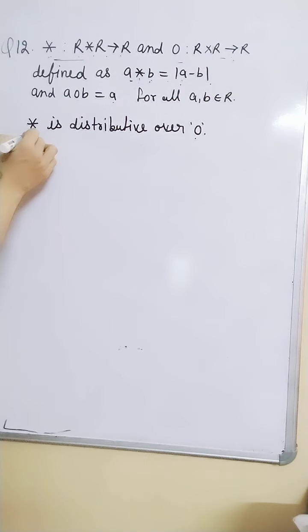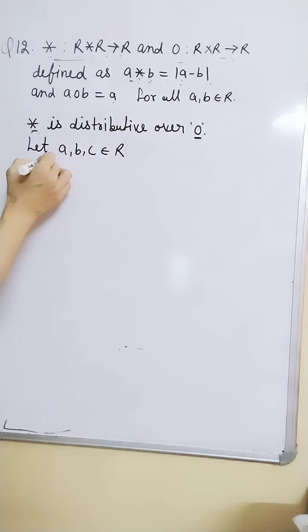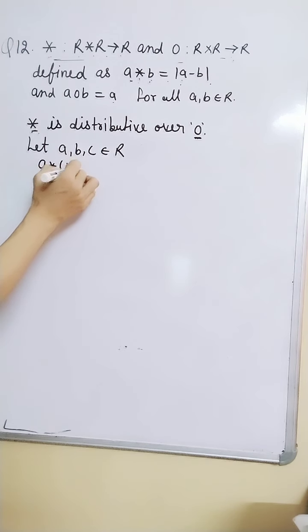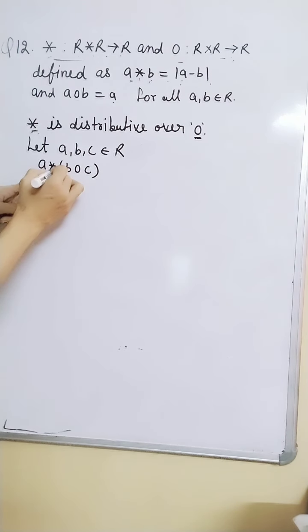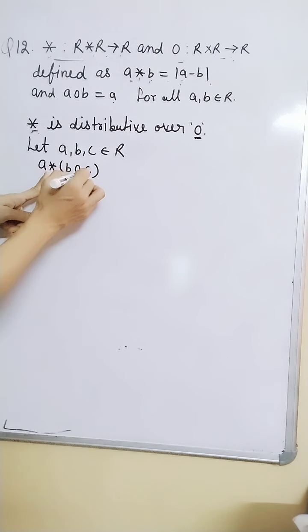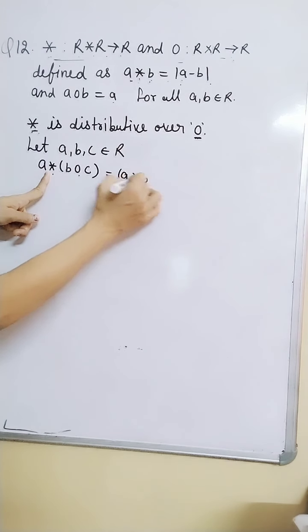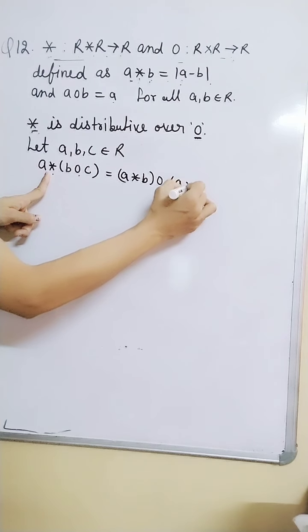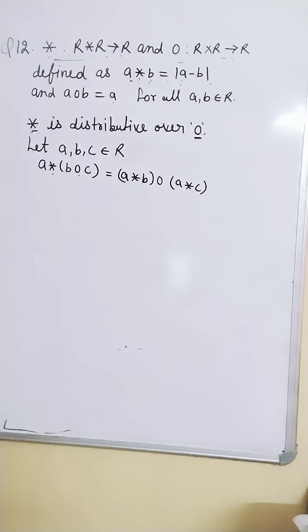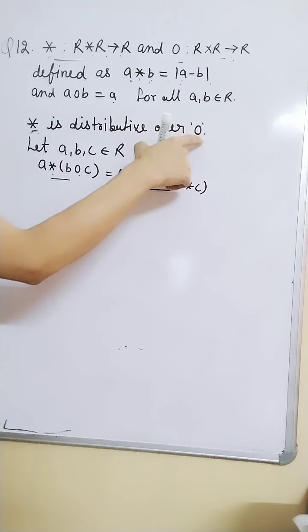First we will take 3 elements, let A, B, C belonging to R. Now if this operation is distributive over the other operation, what is the distributive property? A o (B o C), if it is distributive, we can write it in this form, and this will be equal to (A o B) o (A o C). So if these two sides are equal, it means this operation is distributive over the other operation.